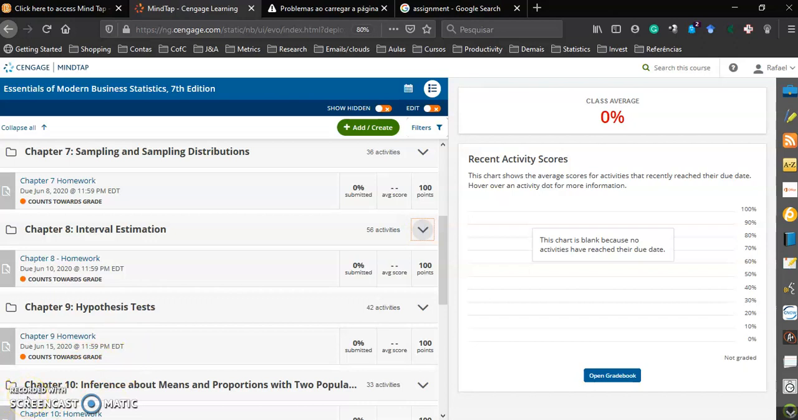Okay, that's all for interval estimate. And that's all for this section of the book.